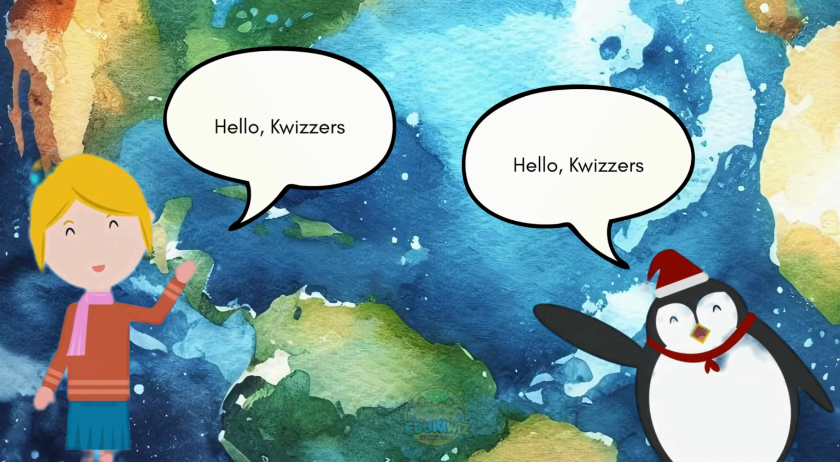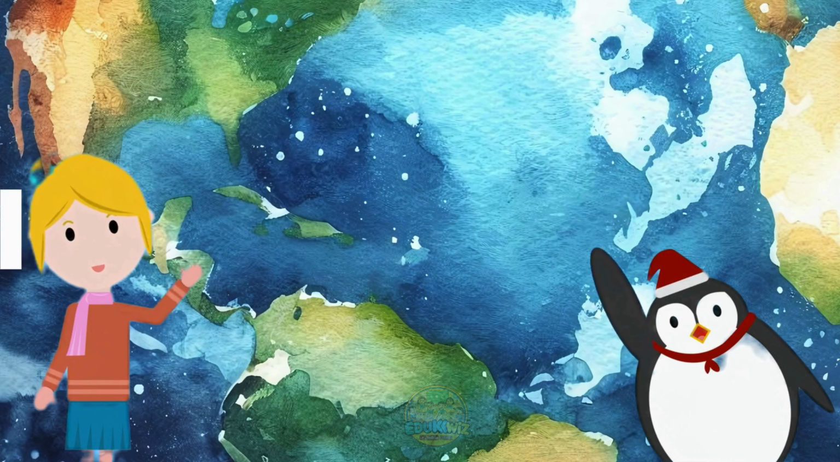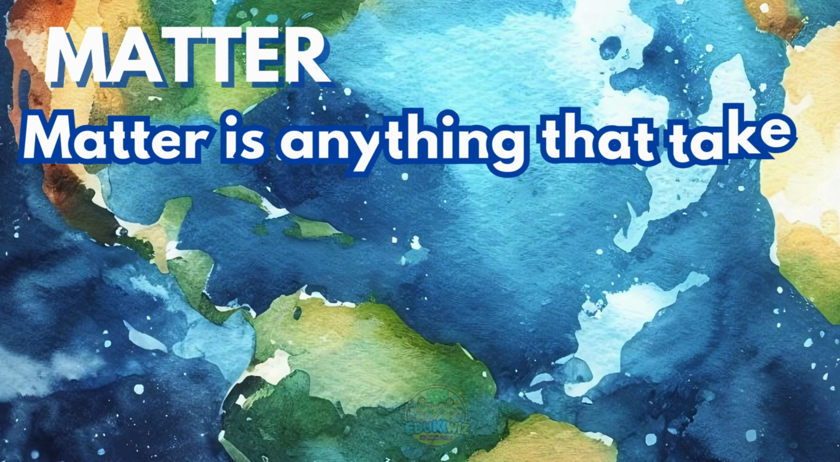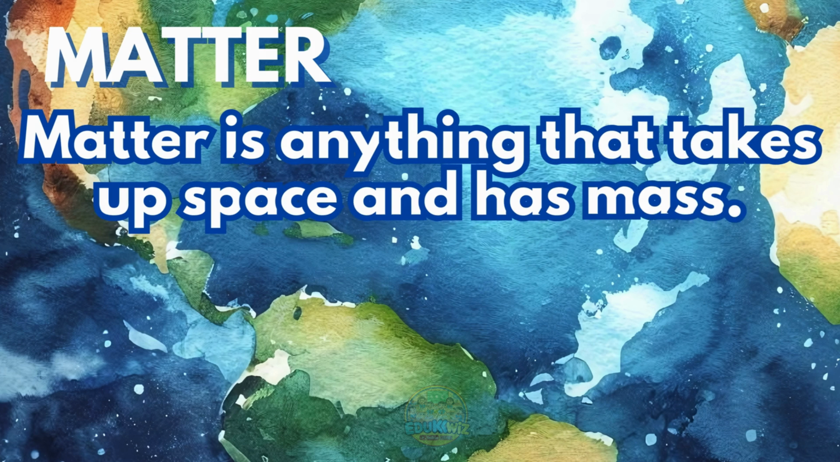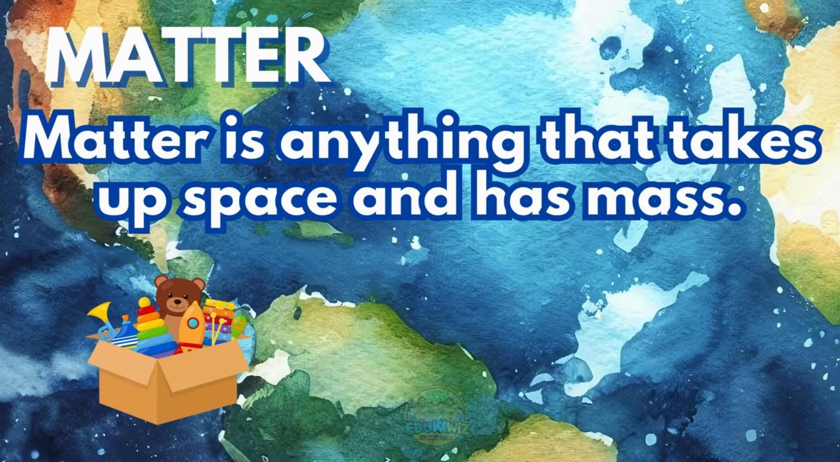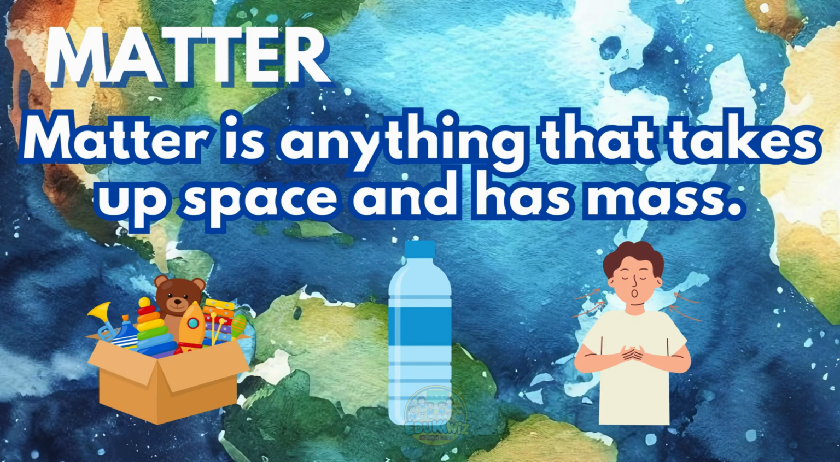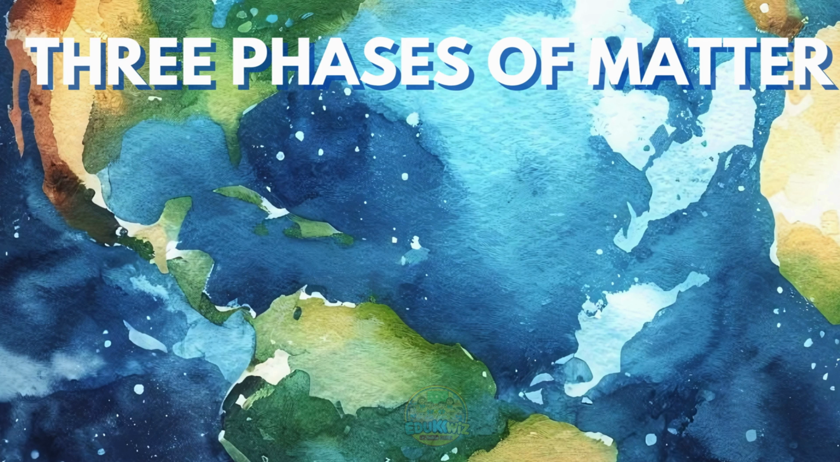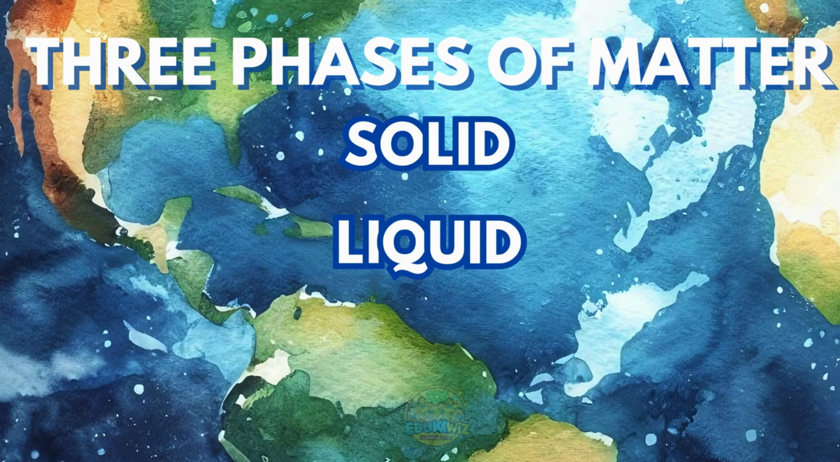Hello quizzers! In our previous video, we talked about matter, but what exactly is matter? Matter is anything that takes up space and has mass. That means everything around you, your toys, your water bottle, even the air you breathe, is matter. Today, let's review the three main phases or states of matter: solid, liquid, and gas.